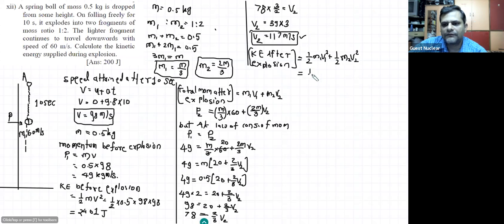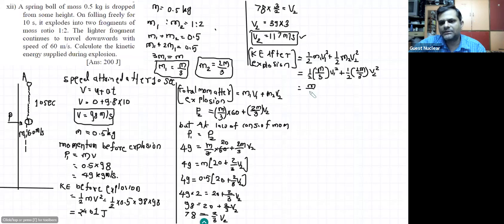So in this case, half of m1 is going to be put here as m by 3, and m2 is going to be 2m by 3. Okay, so that we can get this half into m by 3 into v1 square plus half of m2, which is 2 times of m by 3 into v2 square, where half and m by 3 can be taken common. So that means m by 6 can be taken common actually.